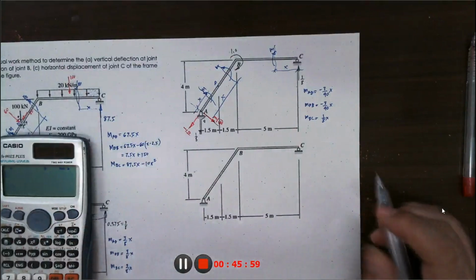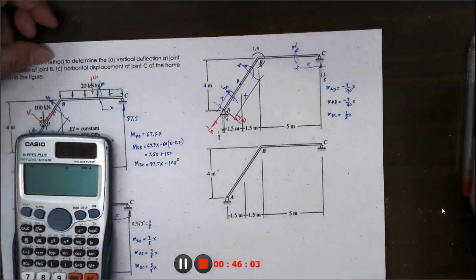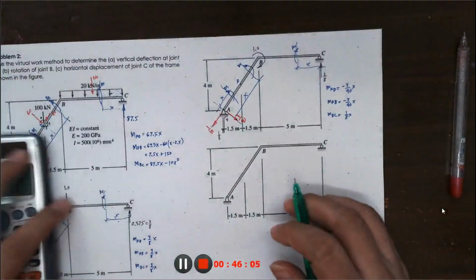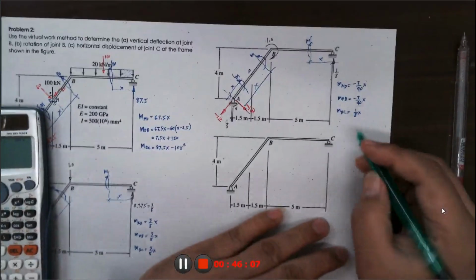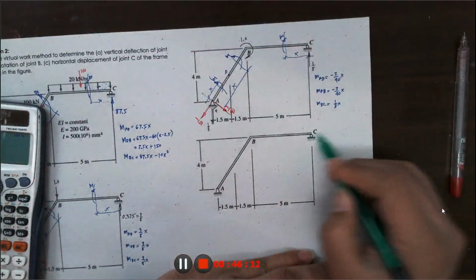And then third condition, horizontal displacement at C. So let's assume it goes to the right. Joint C will move to the right.